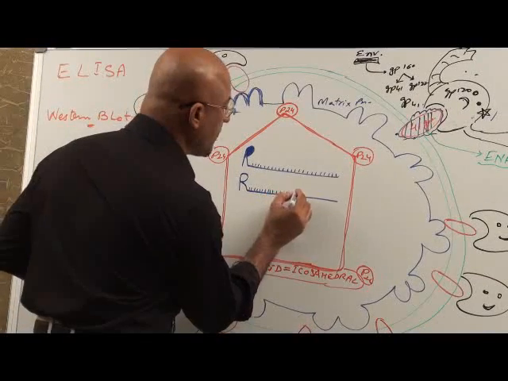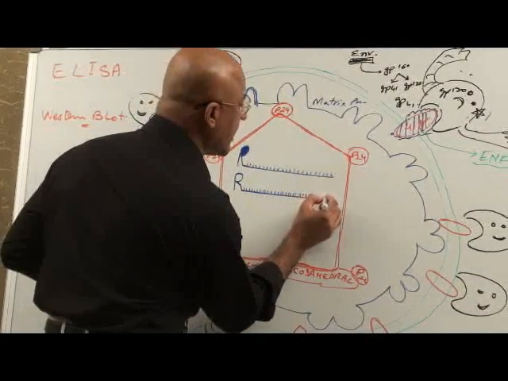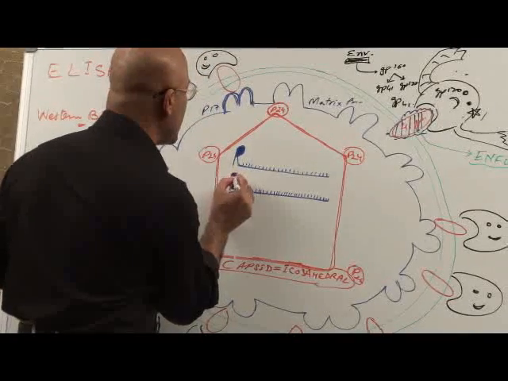Every virus has 2 copies of RNA, and both copies are identical. Why am I stressing that they are identical? Listen very carefully.